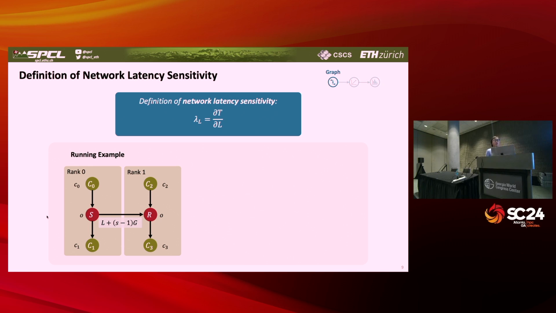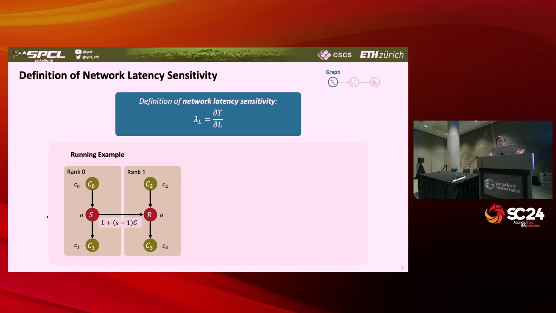So we have t here, which represents the runtime of the application, and l that represents the latency as shown in the LogGPS model. So what this lambda term actually tells us is how much the runtime of an application changes as the latency changes, right? So here, to help make this concept easier to understand, we'll explain with a very simple toy example. In fact, this will serve as the running example that we'll use throughout the presentation.